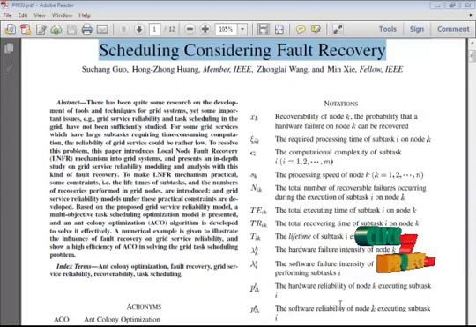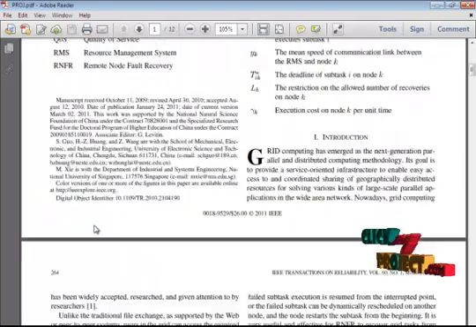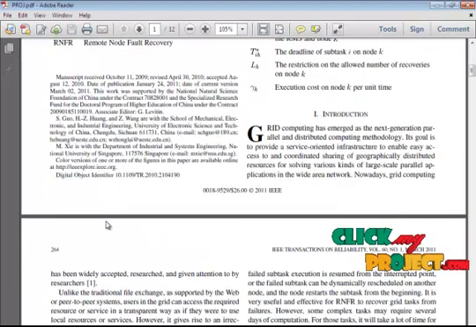To clickmyprojects.com. We are going to see the paper regarding grid service reliability modeling and optimal task scheduling considering fault recovery. So this paper comes under the domain of grid computing. Grid computing means sharing of resources. The resources may be of any form.